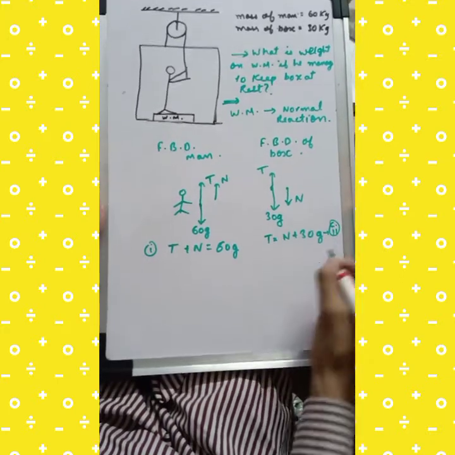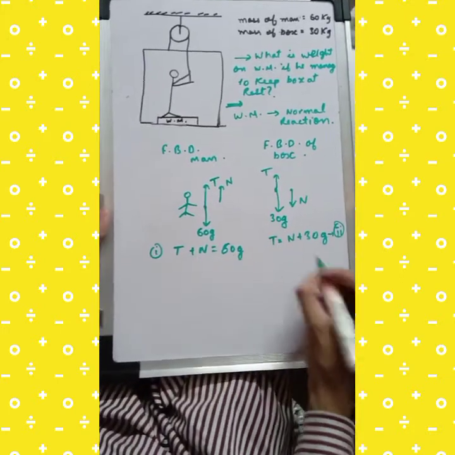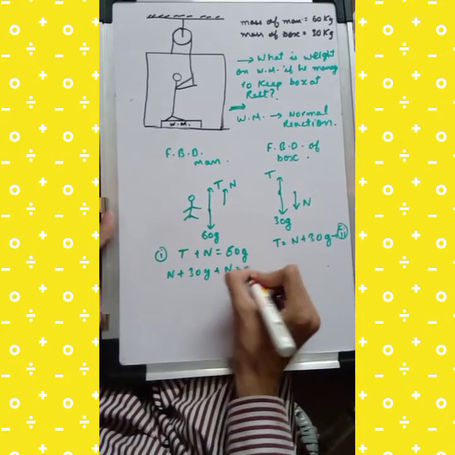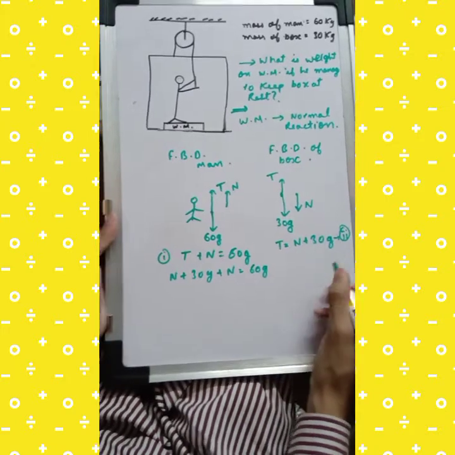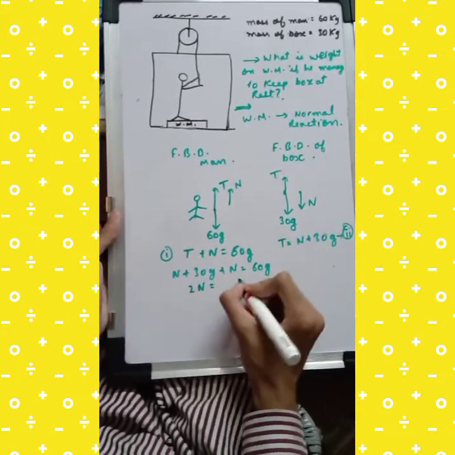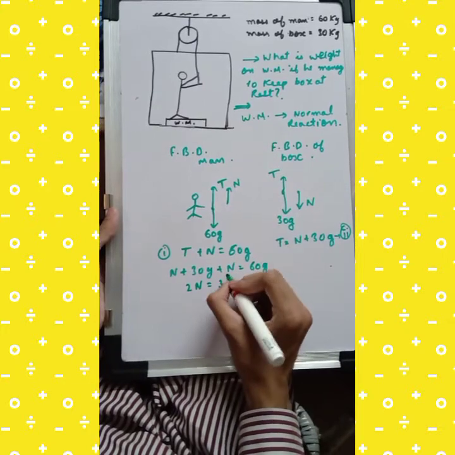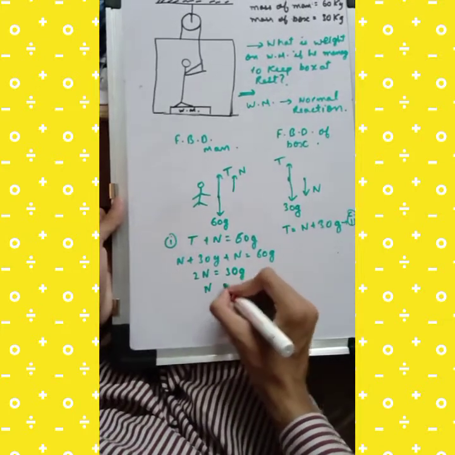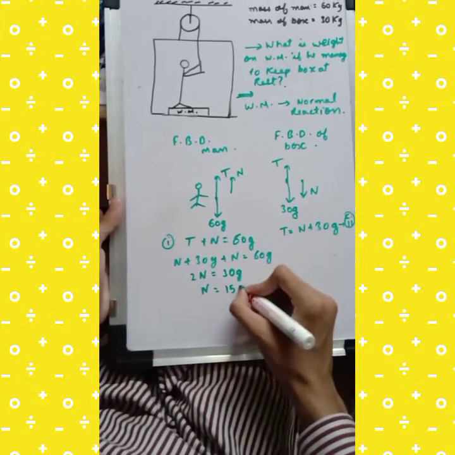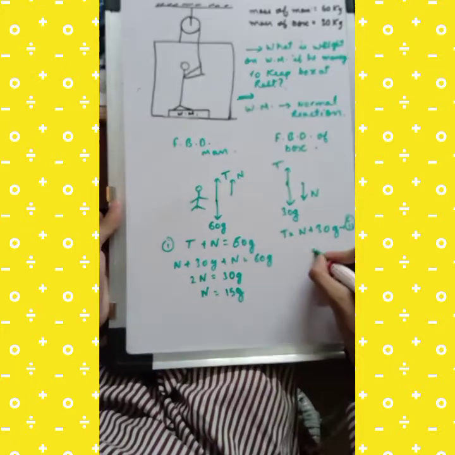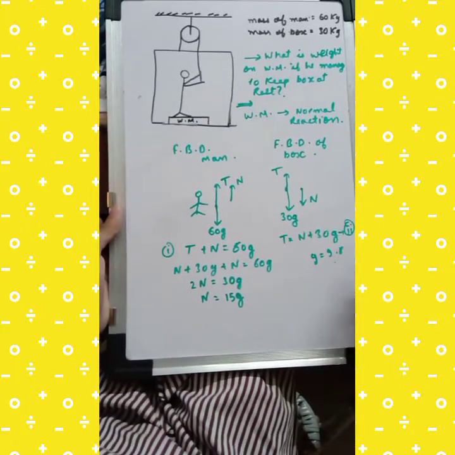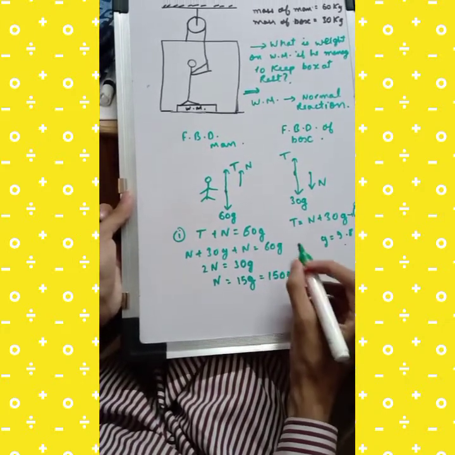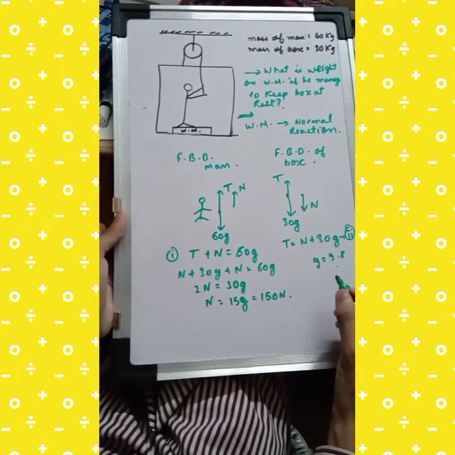We just need to find N, so we can put T in this. I can write N plus 30g plus N is equal to 60g. So 2N is equal to 60 minus 30, that would be 30g, and N will be 15 into g. We can take g as 10, so that would be equal to 150 Newton. So the man is exerting a force of 150 Newton on the weighing machine.